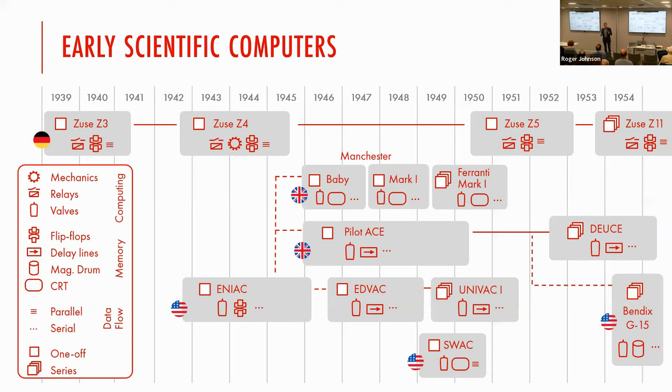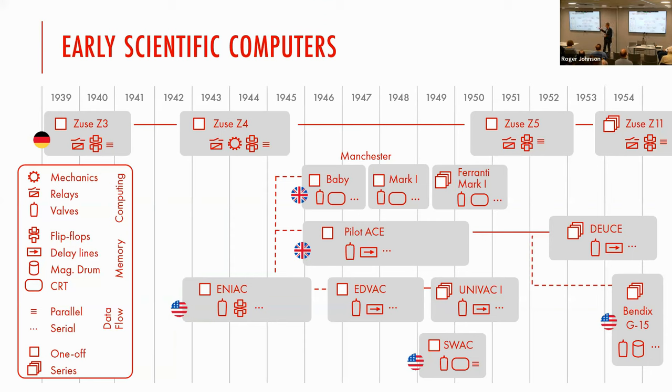This was at a period when every computer was still a research project. Every computer was built just as a one-off. This is not a complete map of computers of the time. It shows some representative families of computers which were designed. It highlights that a very broad range of different technologies was still being explored.